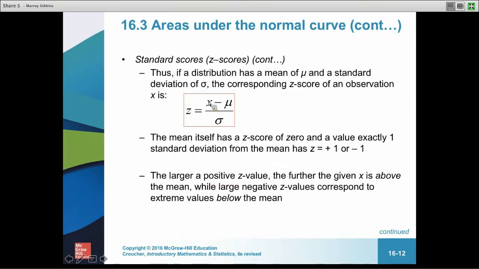Let's have a look at the formula. So there it is, the piece of data we're looking for, the boundary if you like, minus the population mean over the standard deviation for the population. So get used to seeing those symbols. That sigma always represents the population standard deviation. Mu, that Greek symbol, always represents the population mean.